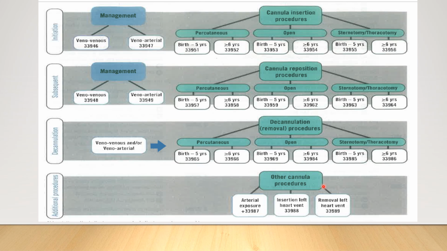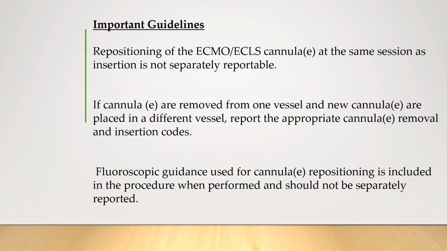Then the other cannula procedures are arterial exposure, insertion, left heart vent, and removal of the left heart vent. So kindly read all the code language properly to get the correct code. Now, what are the important guidelines for the catheterization? Repositioning of the ECMO cannula at the same session as insertion, we do not separately report.